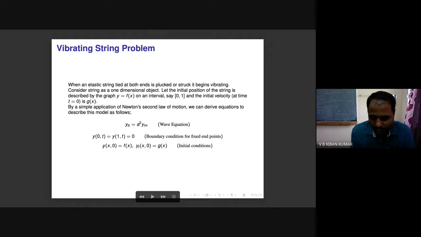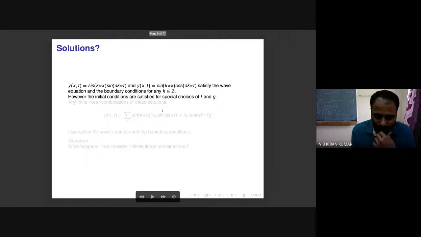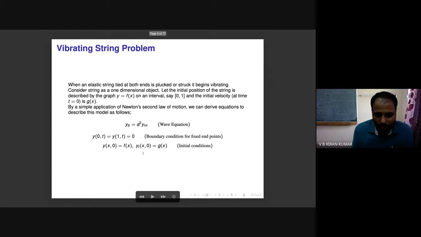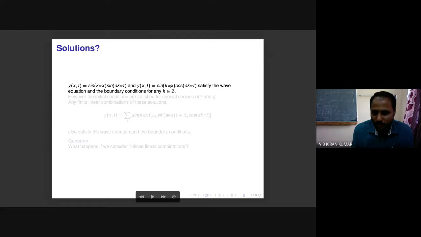Now, whether it satisfies the initial conditions: the initial conditions are satisfied only for a special choice of f_n. For example, if you put t equal to 0, you will end up with 0 here, so this is satisfied for f equal to 0 only. And if you take the derivative, then also you will have certain restrictions. If you put t equal to 0, you will end up with sin(kπx). So initial conditions are satisfied only for some special choice of f_n.